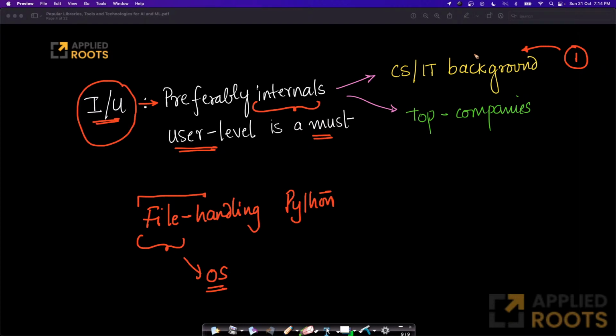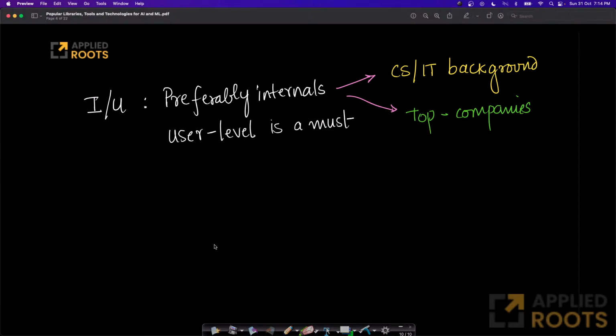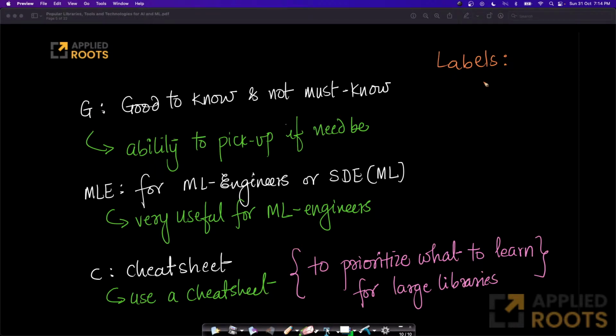So number one. Number two is if you're thinking of top companies, if you're thinking of FANG-like companies, top product-based companies, knowing some of the internals for those topics that we will label as I by U is helpful. Not necessary always, not for all roles, but sometimes it is helpful. So these are some of the labels that we will employ. Similarly, there are other labels.